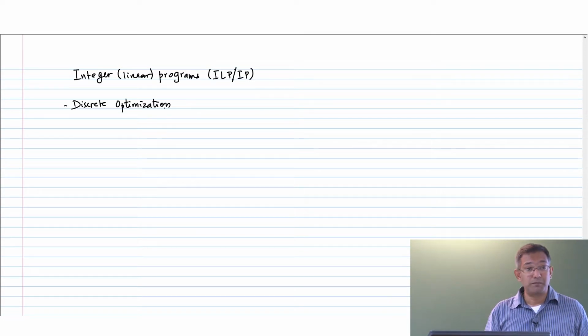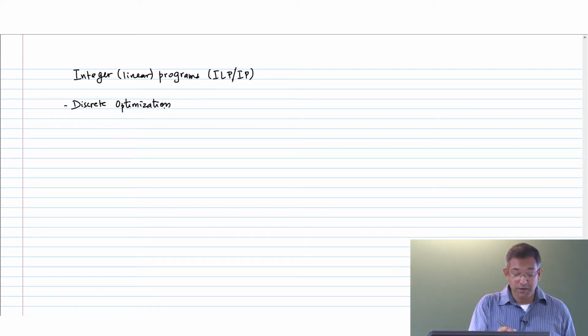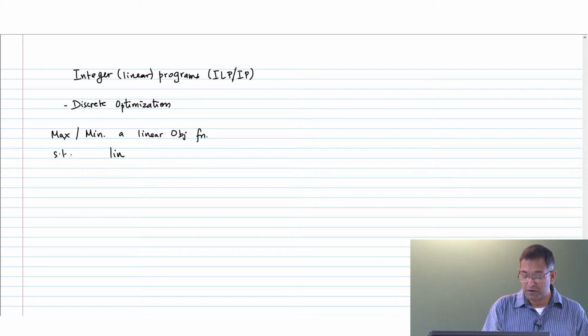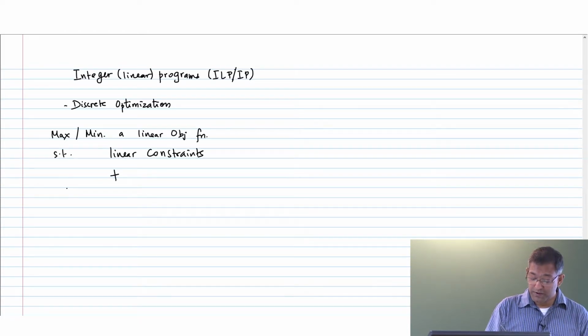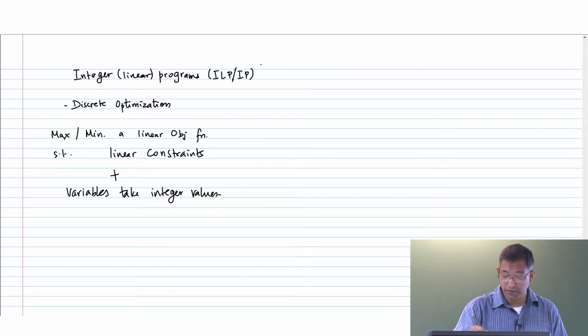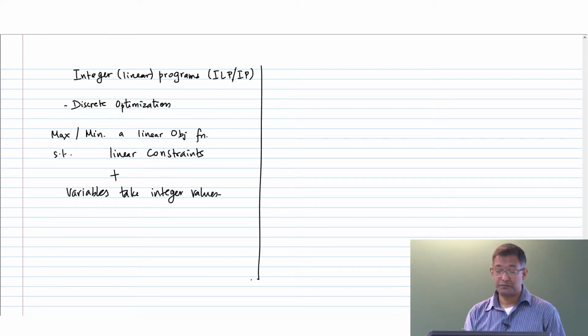So an integer linear program is the same as a linear program. We want to maximize or minimize a linear objective function subject to linear constraints, but additionally the constraint we have is that the variables take integer values. So let's take an example.